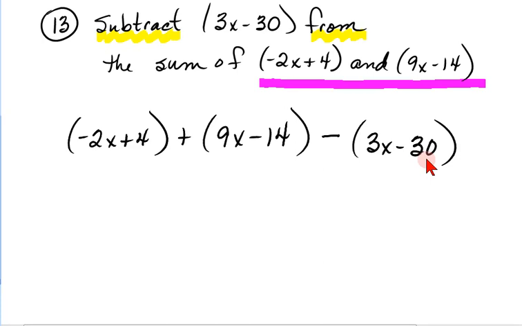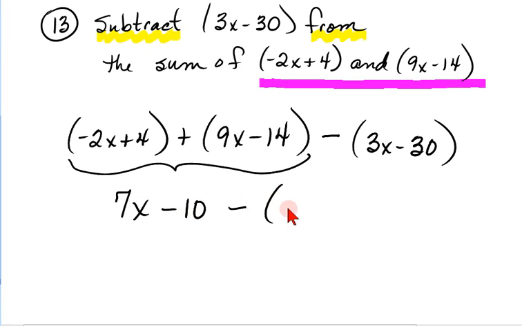Now, do I really have to do the addition before the subtraction? I really don't have to. I could just go ahead and, well, I will. Algebraically, I ought to. Some of us would cheat and do a couple of things at once. If I find this sum, which I don't have to change anything, what is negative 2x and positive 9x? 7x. What is plus 4 and minus 14? Negative 10. And then I write down minus parentheses 3x minus 30.